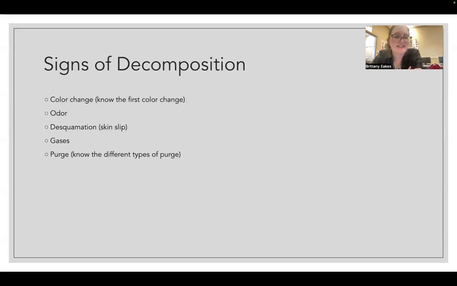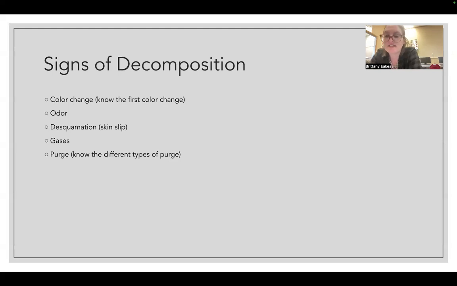The 5 classic signs of decomposition are color changing. The first external color change that occurs in the unembalmed body is over the right lower quadrant of the abdomen. This is caused by a combination of hydrogen sulfide, which is a product of putrefaction, and hemoglobin from the blood. In many bodies, this discoloration follows the surface outline of the large intestine, which is right beneath the abdominal wall.